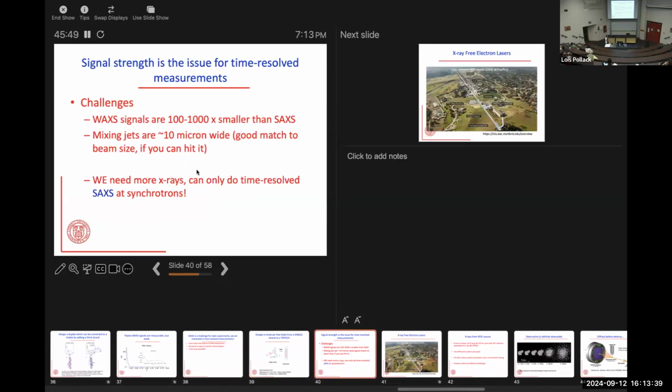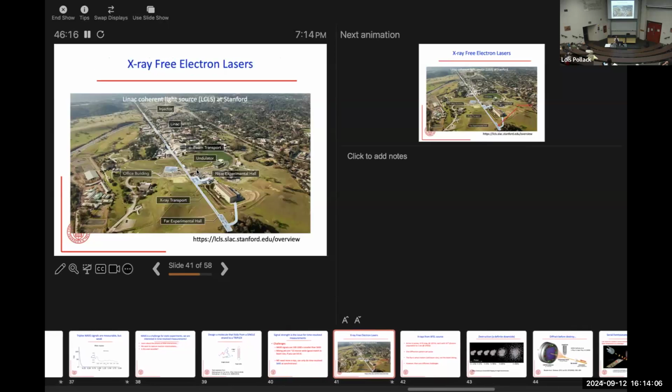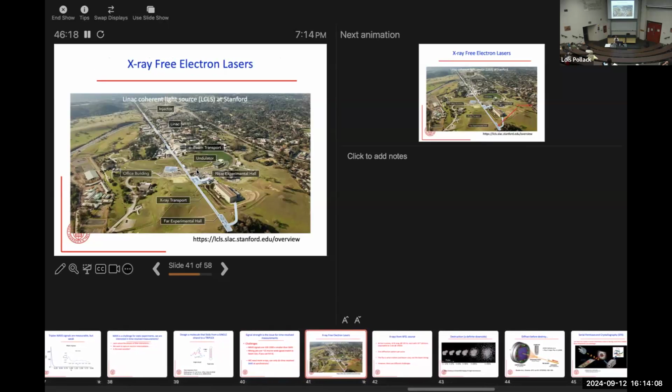Okay. So now signal strength was going to be the problem, right? As I told you, these wide angle signals are 100 to 1,000 times smaller than SAXS. And now if we're going to use a mixer, these jets are microns wide. We had a huge sample cell out at Brookhaven at NSLS when we did it. So the only way to do this is with more X-rays. We can't use synchrotrons, at least not the present generation of synchrotrons for this. So this is where we turn to the XFEL, right?